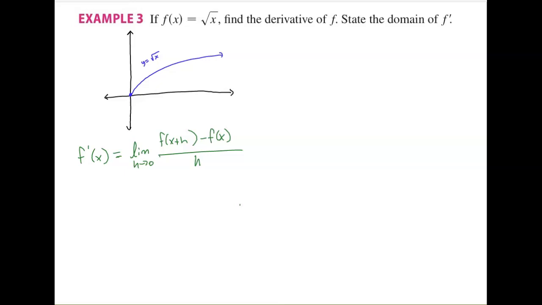Okay, first thing I want to do is find an expression that will represent what's in the numerator there. So we already know what f of x is. F of x is just the square root of x. So we're pretty good to go with that piece, right? So we just need an expression for f of x plus h, which just replace the x with x plus h. That's just root x plus h.